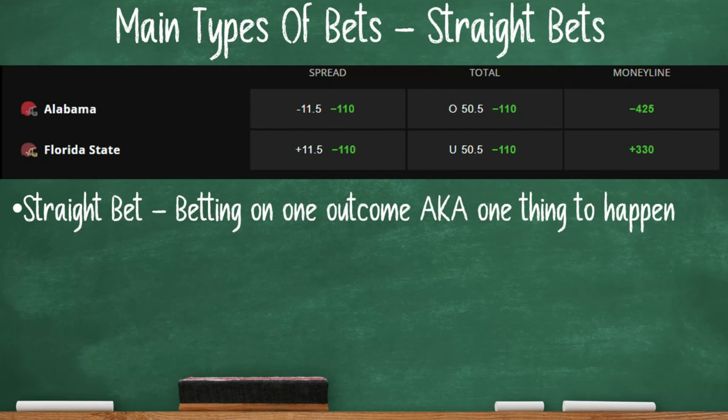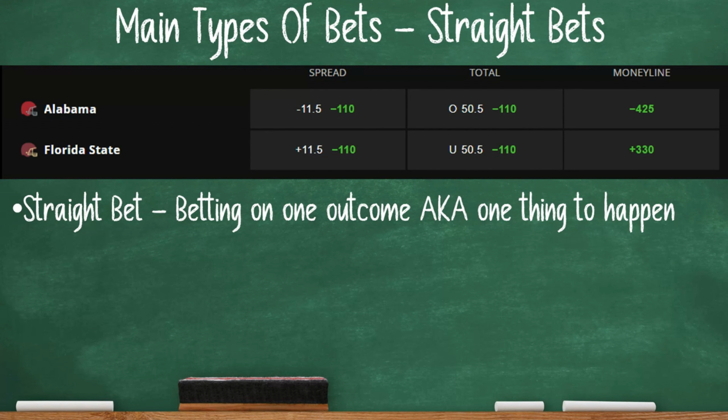Now, the main types of bets when you open the bet screen are going to be these three things: spread, total, and money line. Now, I want to start by saying everything in this lecture is going to be under the context of straight bets. And straight bets are kind of what most of you are probably familiar with. It's just betting on one outcome, aka one thing to happen, versus a parlay, which you're betting on multiple things having to happen all at once for your bets to win. We're just going to focus on straight bets first to get some of these building blocks down.